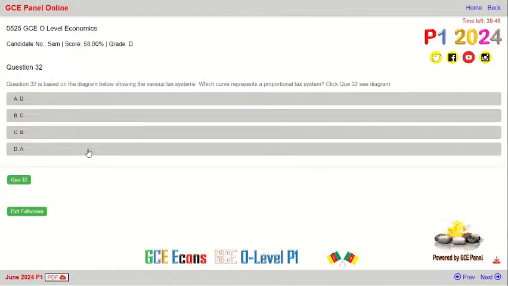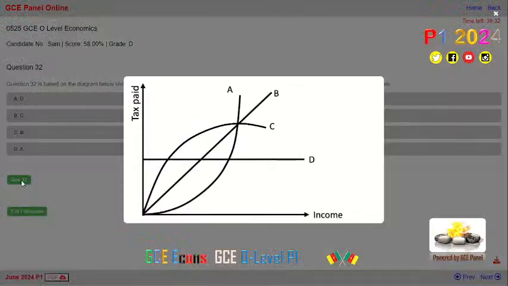Question 32 is based on the diagram below, showing the various tax systems. Which curve represents a proportional tax system? Click Cure 32 to see the diagram. Okay, so we have to click on this button to see the diagram. Alright, so this is it. So we have different tax systems. Which one represents the proportional tax system? So B is proportional.